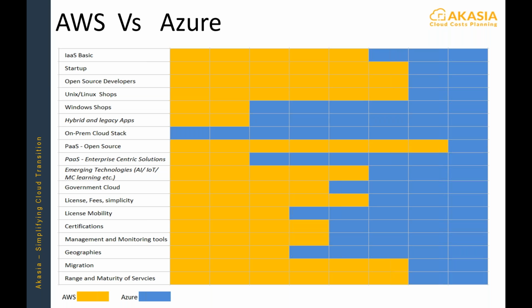As an enterprise with lots of things happening around you, more than likely one cloud is not going to be the solution for you. So for certain products and projects, you may consider Amazon. For certain other projects, you may consider Azure as well. That's a very important point.